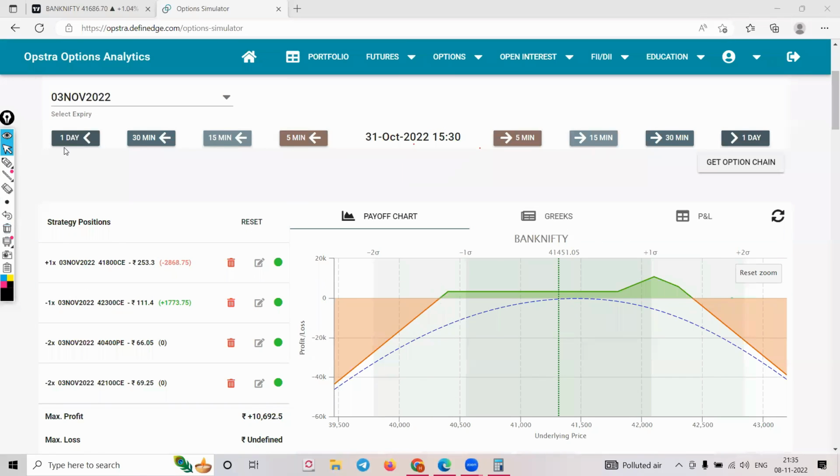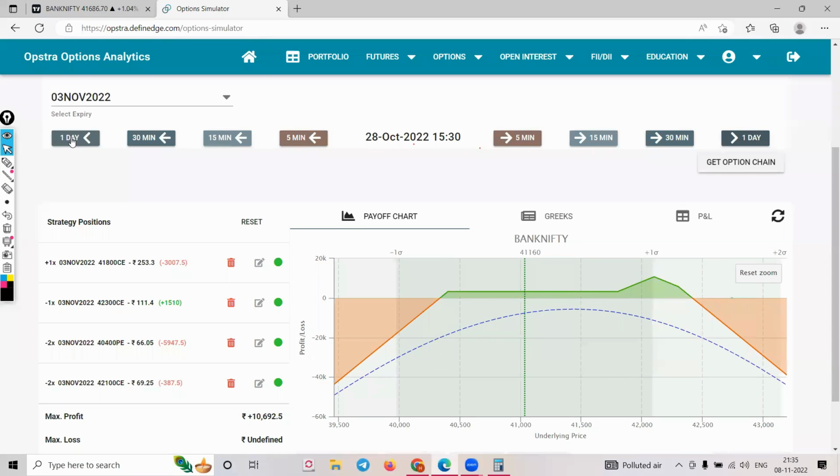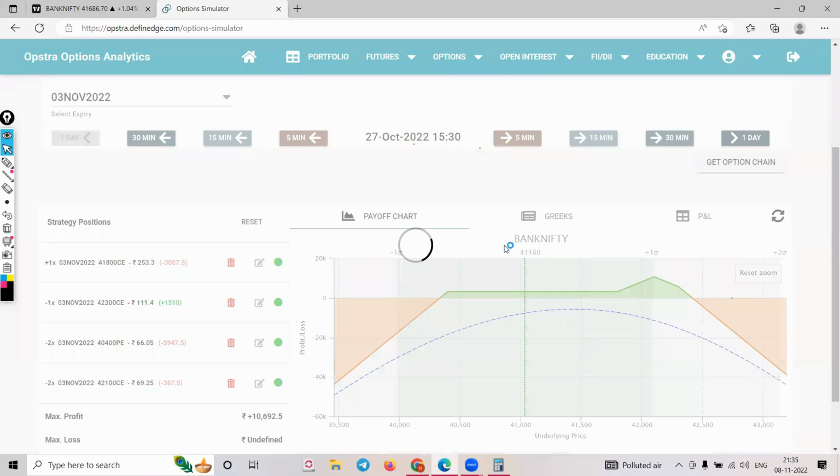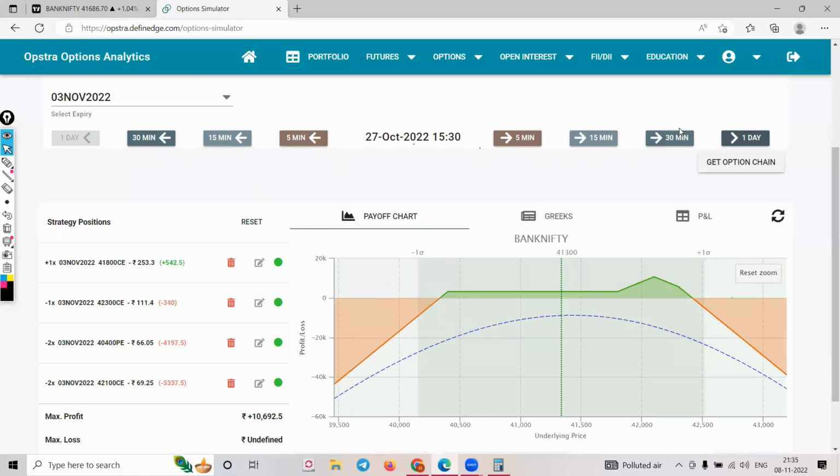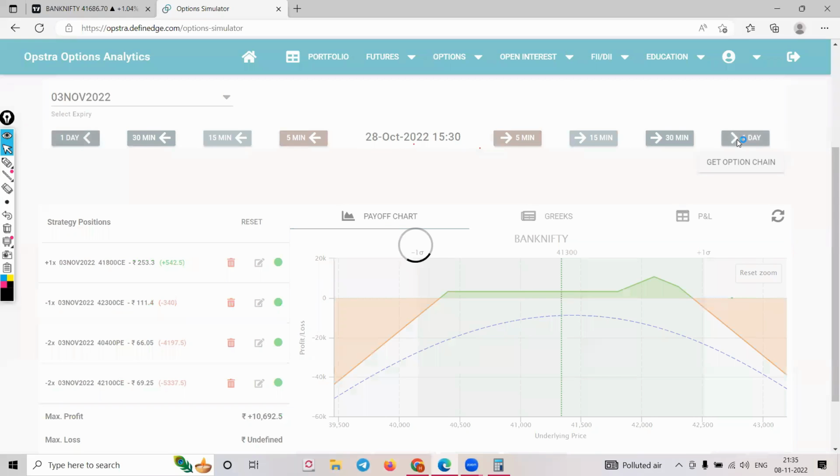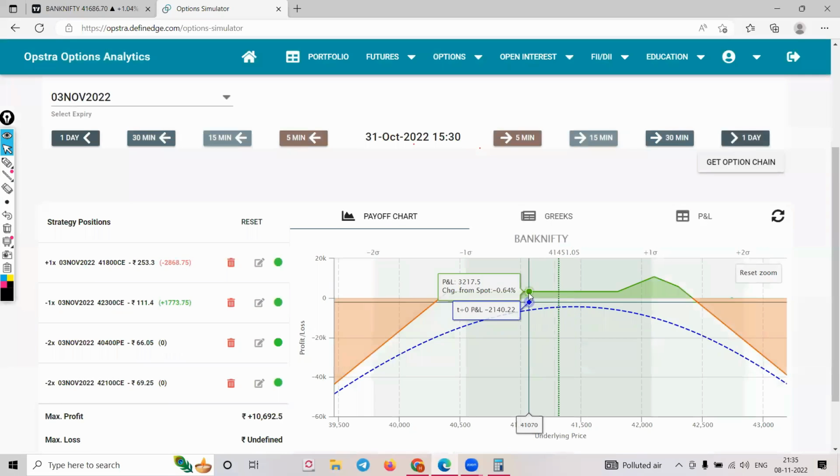Small doubt I wanted to ask: should we keep any stop loss for this? Suppose it is going against us. For stop loss, I think you need to go for algo trading only, because you cannot deploy the stop loss manually, right?